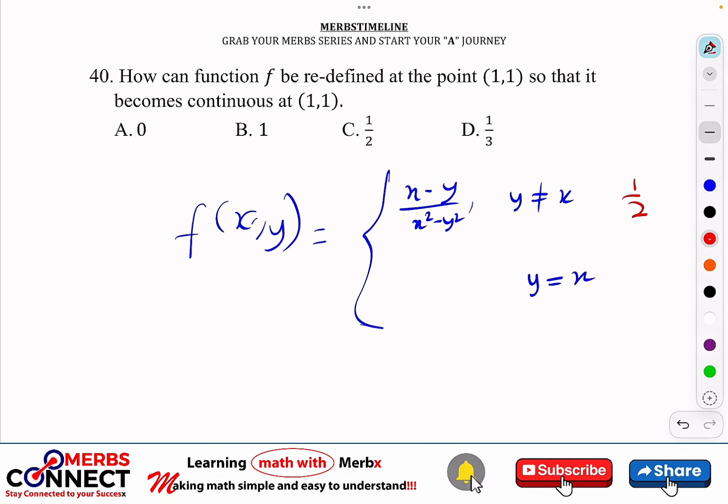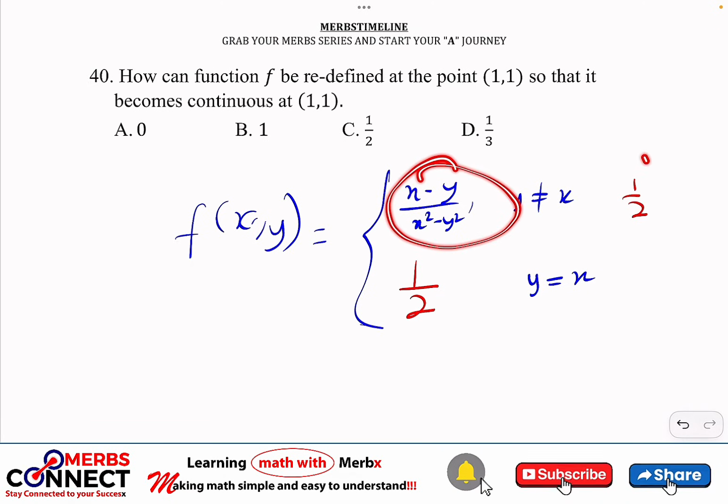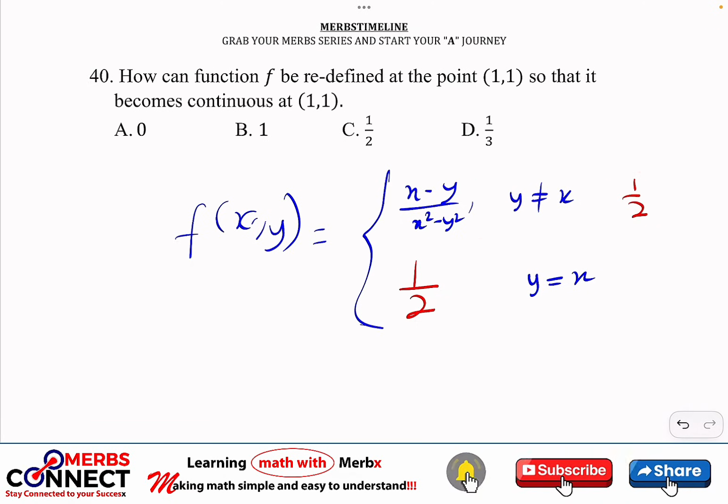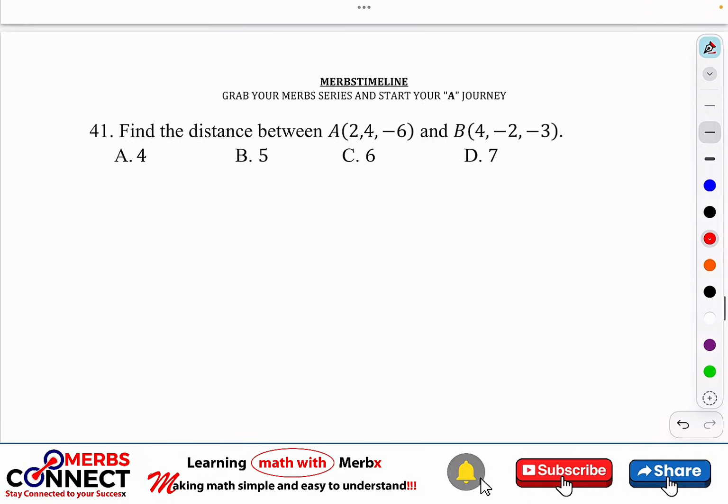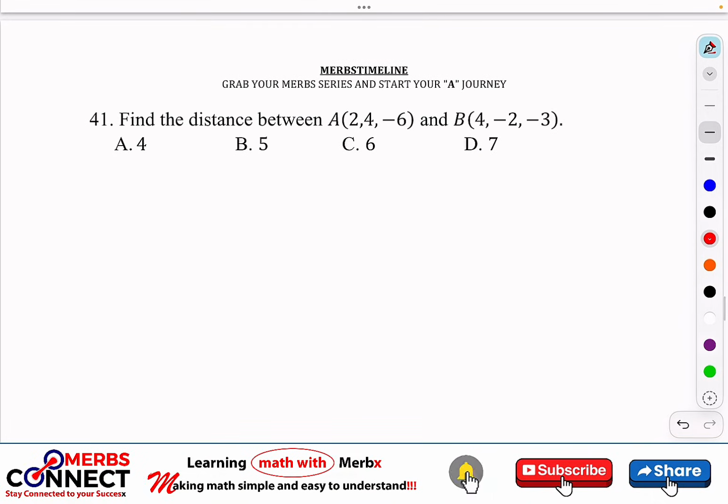So for us to make sure that this is continuous, this one too should be 1 over 2. Since the limit is giving us 1 over 2, when we do the direct substitution, it should be giving us 1 over 2 so that the function will be continuous. There. We have like 30 more questions and I'm tired.